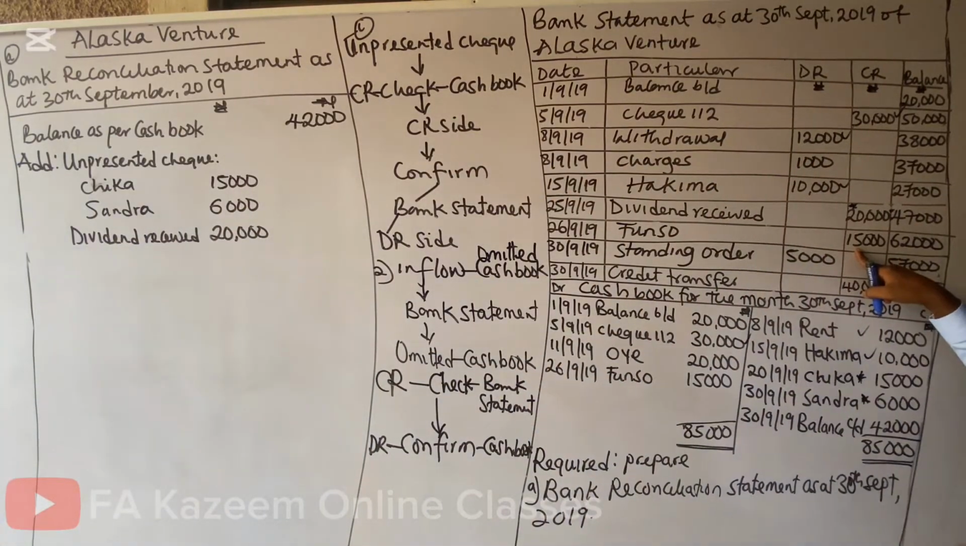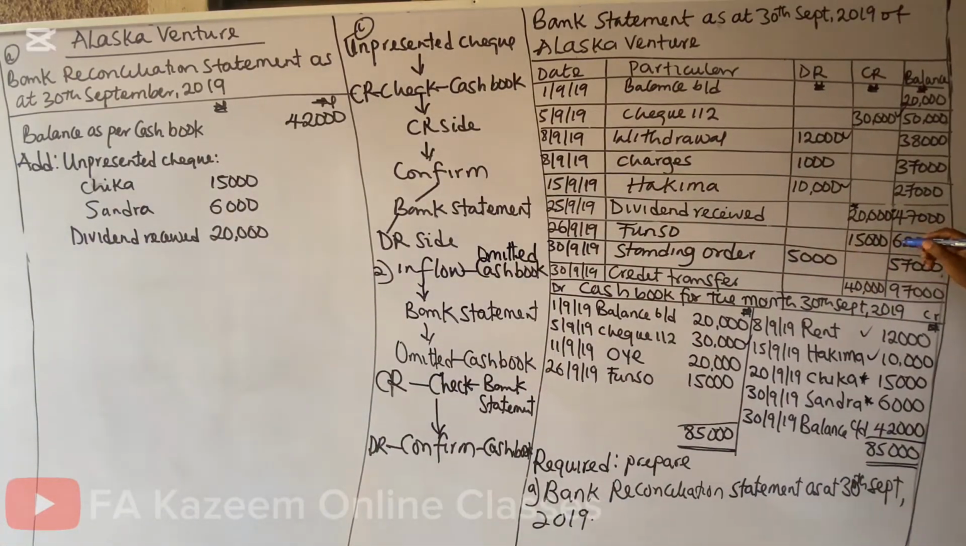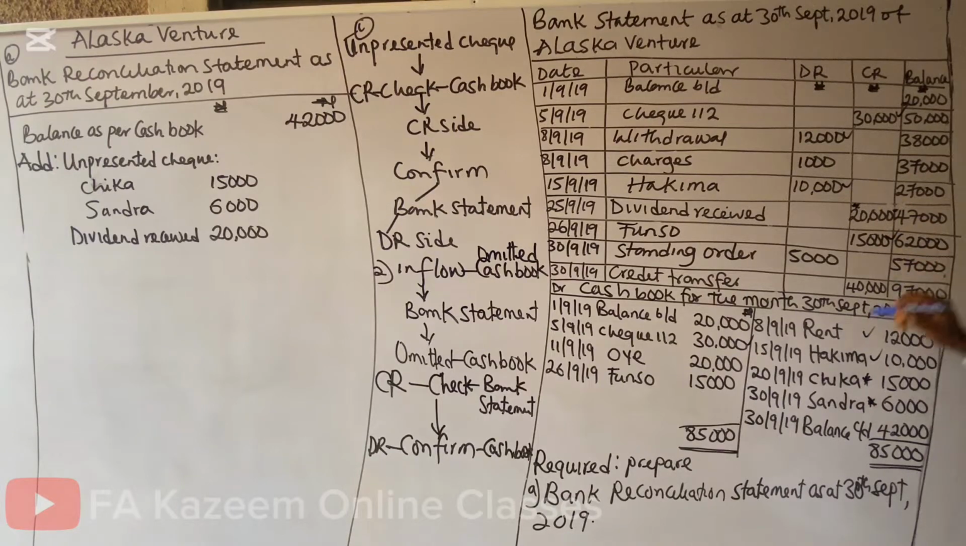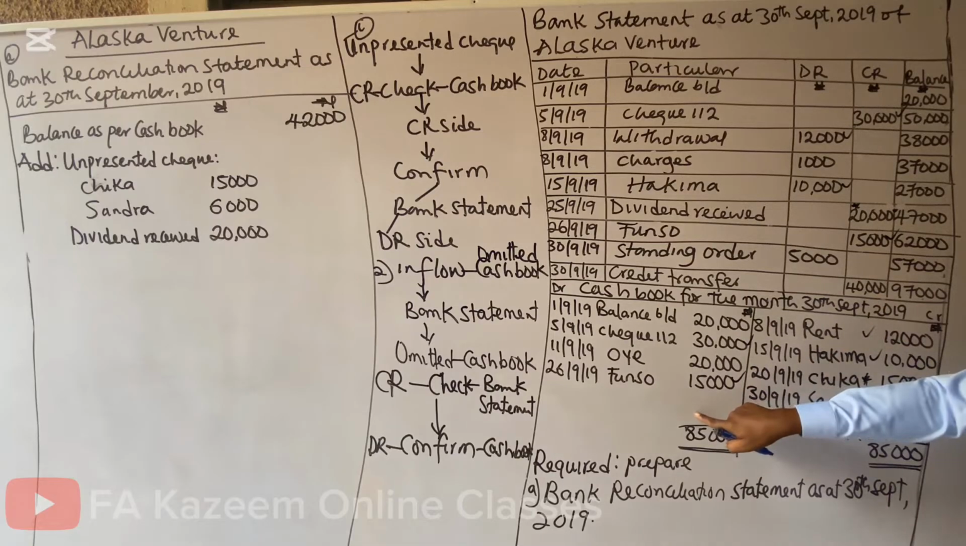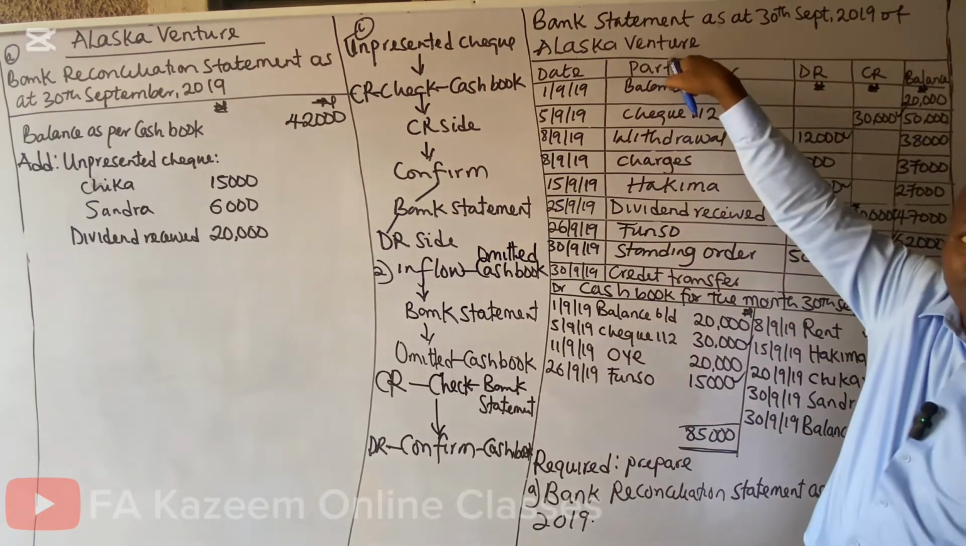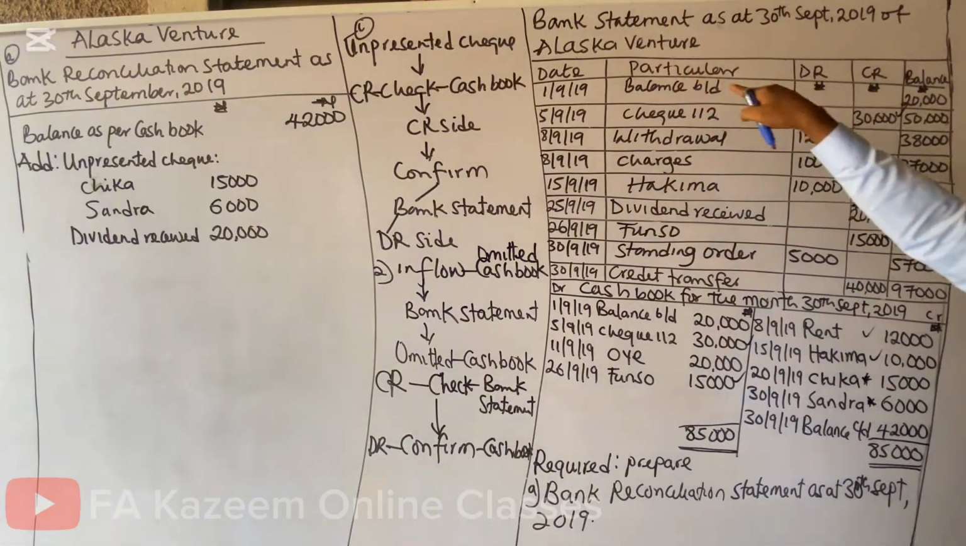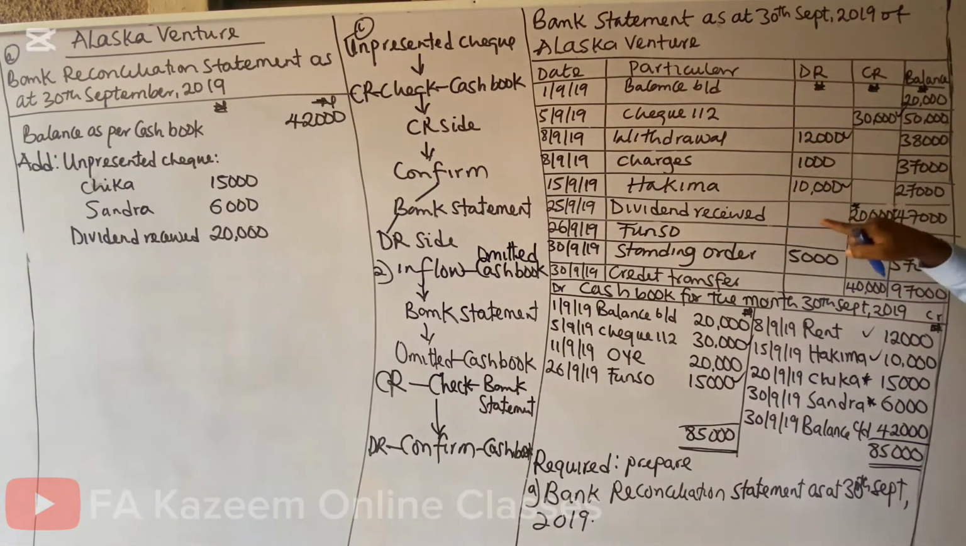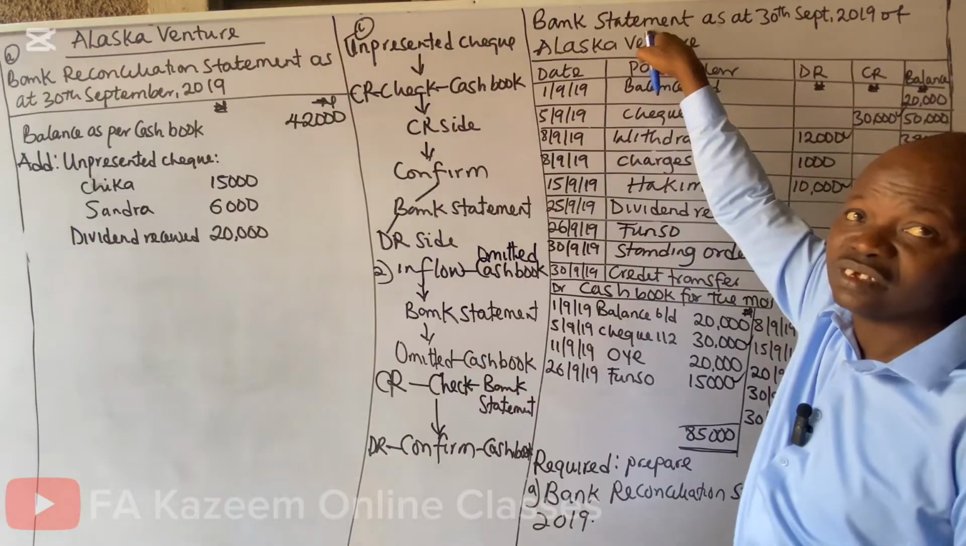We also have function. There's an inflow through function. Is there function there? Yes. And there's a standing order, a credit transfer of 40,000. The credit transfer is not here. Credit transfer means somebody has transferred 40,000 into Alaska's venture. But Alaska was not aware, not until Alaska Venture received this bank statement.